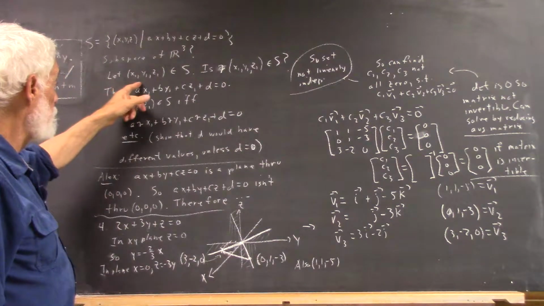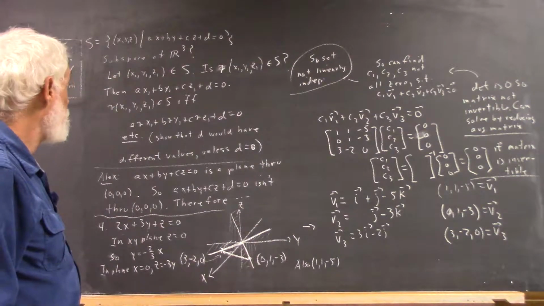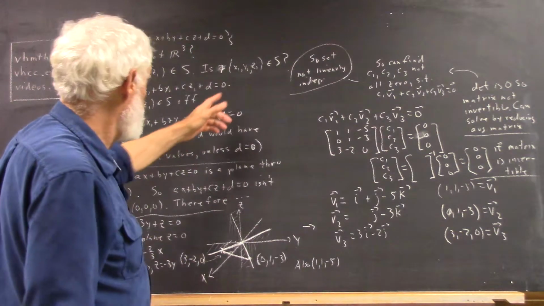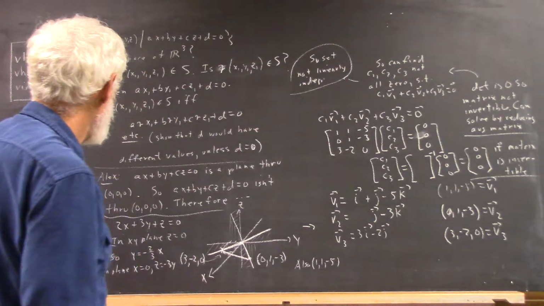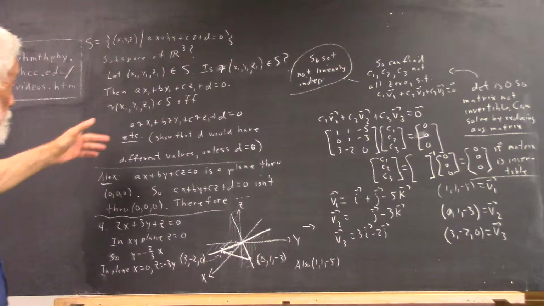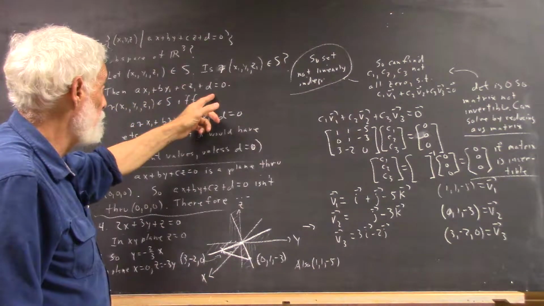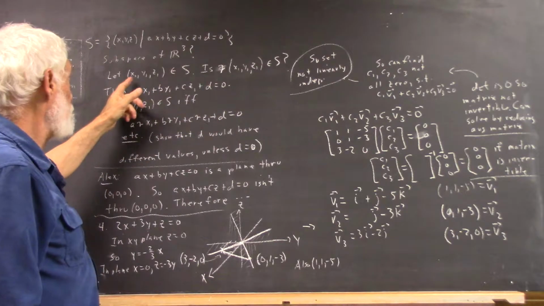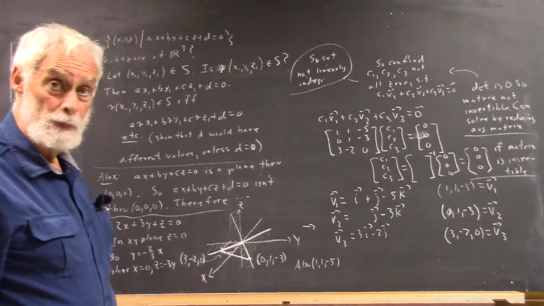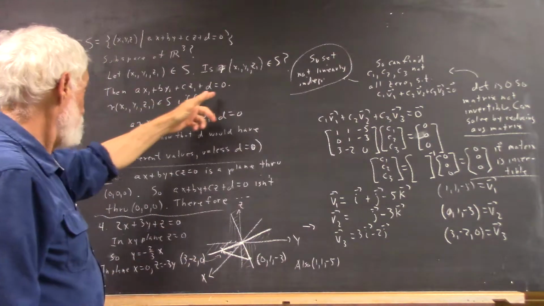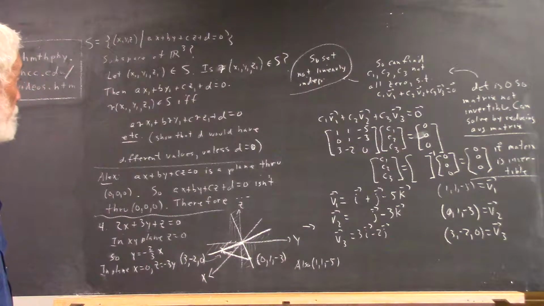Well, let x1, y1, z1 be in S. Then we ask, is gamma times x1, y1, z1 in S? Well, this says that ax1 plus by1 plus cz1 plus d equals 0. That is, if x1, y1, z1 is in this set, then this relationship has to hold. So we have this: ax1 plus by1 plus cz1 plus d equals 0.